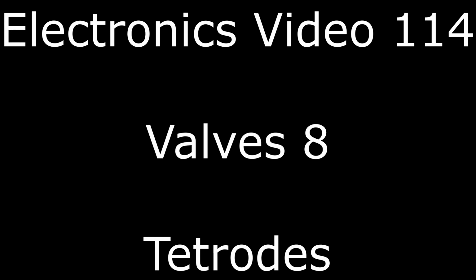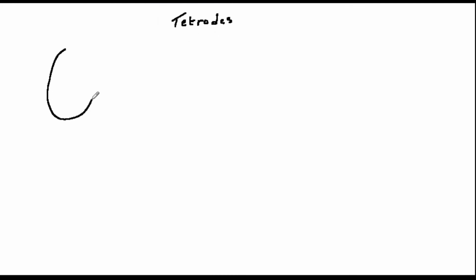I'm not going to dwell too long on tetrode valves. This is because they were quickly superseded by the pentode, which we'll discuss in the next videos. One type of tetrode which is still used is called the beam tetrode, and it has characteristics which are very similar to the pentode and can be used in the same way.